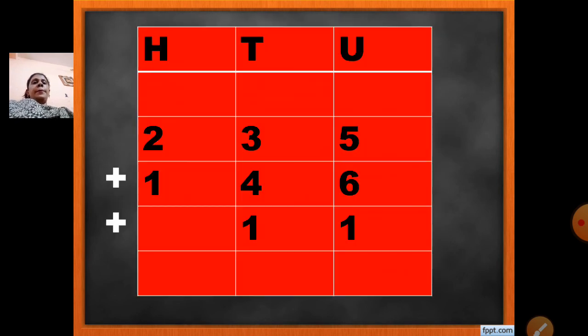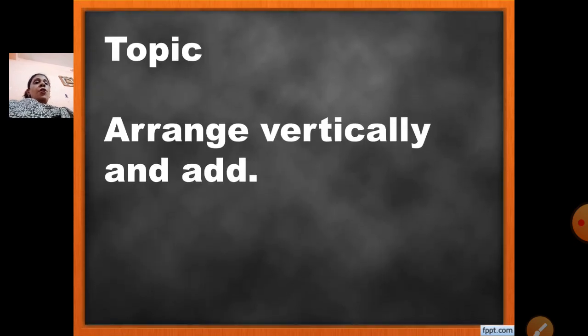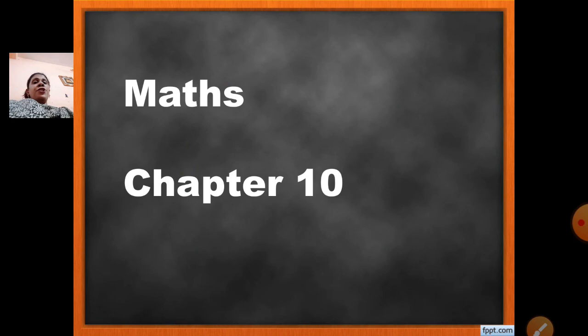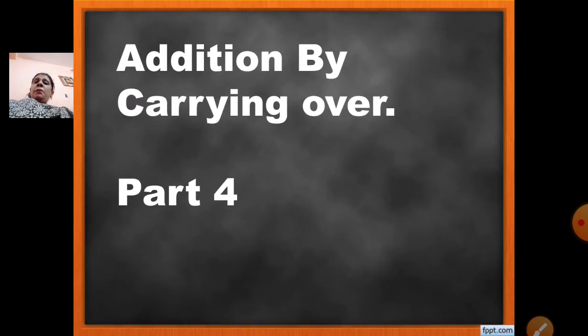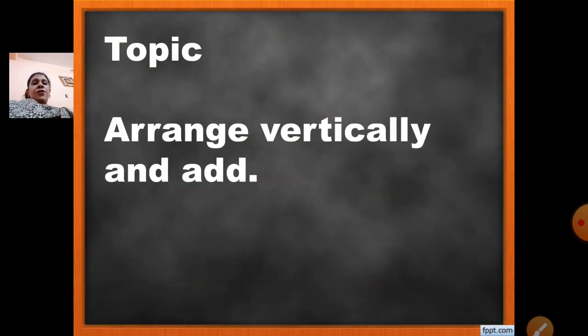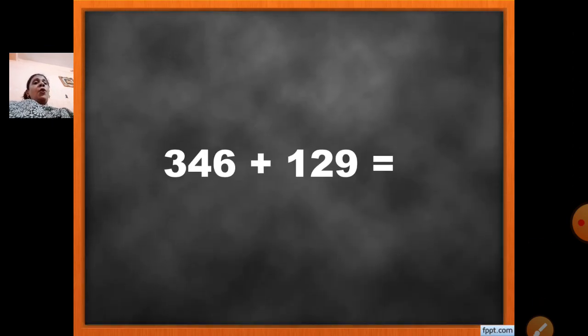Just wait, children. Yes, you are going to write. You are not going to write the topic. You are going to write addition by carrying over, chapter 10. First you are going to write chapter 10, addition by carrying over, the lesson name. Then you are going to write the instruction, that is arrange vertically and add. Then you are going to write this question, that will be your question number 1. Only you are going to write this question and then make the column, arrange them vertically and then add them by yourself, not looking at these slides.